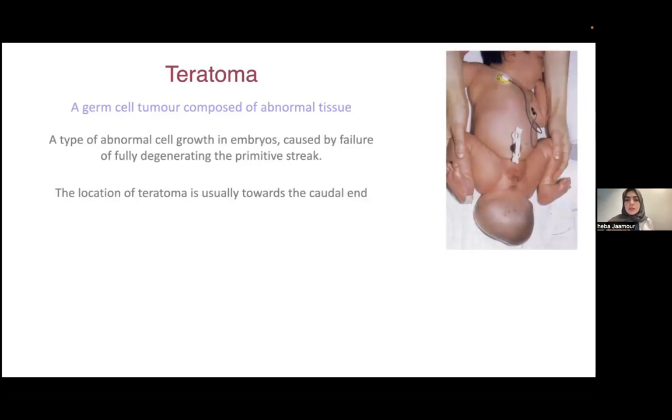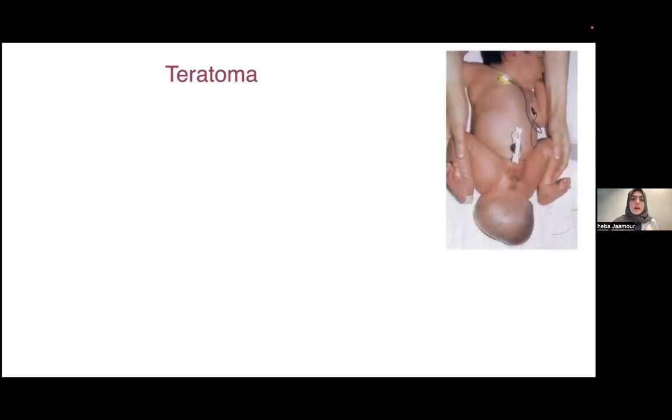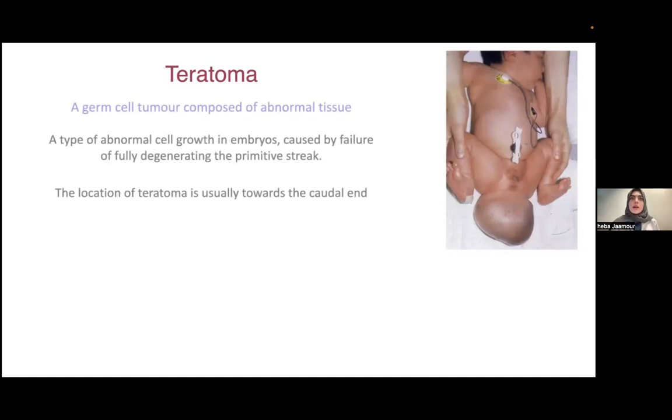It's a type of abnormal cell growth caused by failure of fully degenerating the primitive streak, as I discussed, okay? The location of the teratoma is usually towards the caudal end, okay? Now, I would actually like to share a story with you guys.